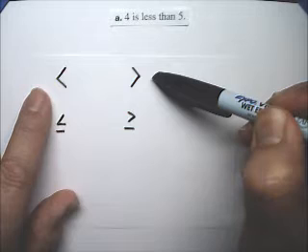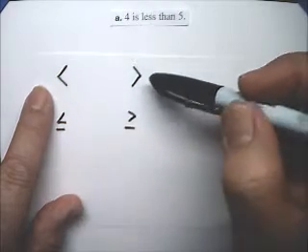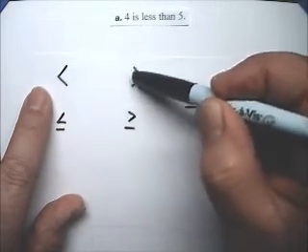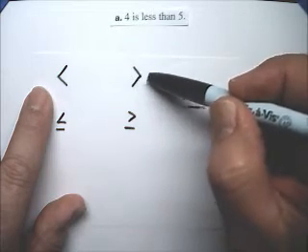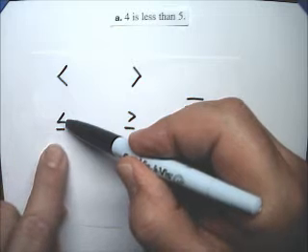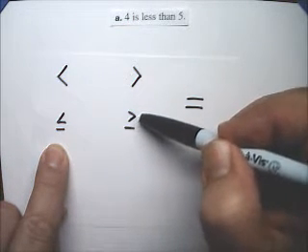Please don't think of these symbols as an alligator eating something, because that's a very primitive way of thinking of this. The way this symbol was developed is that it has a big side for the big number and a small side for the small number. This one is less than or equal to, and this one is greater than or equal to.